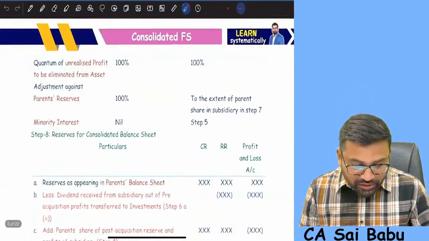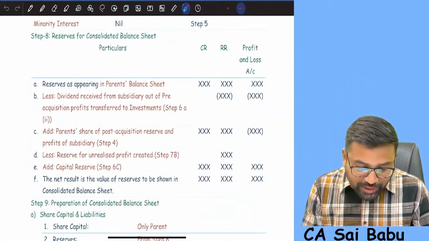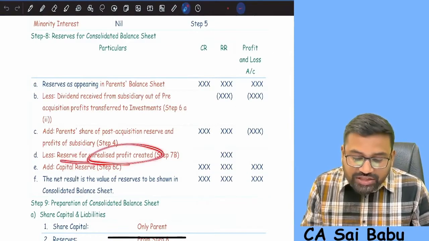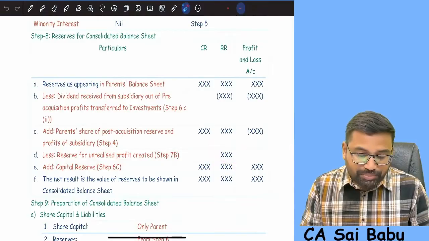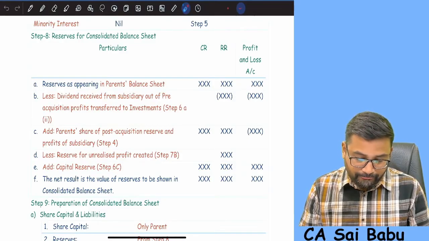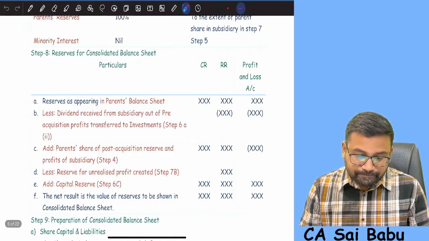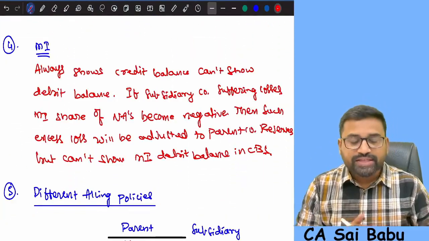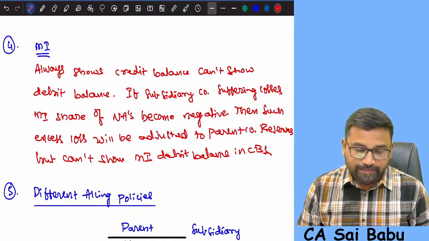And when you are preparing reserves for the consolidated balance sheet, see this: reserves less reserve for unrealized profit. So we eliminated from step number 8 the parent company's share in the unrealized profits in case of upstream transactions. Okay, this is one adjustment. Next adjustment is minority interest.